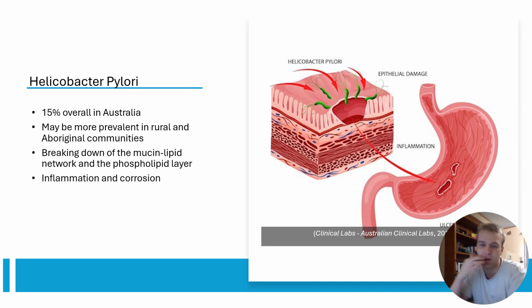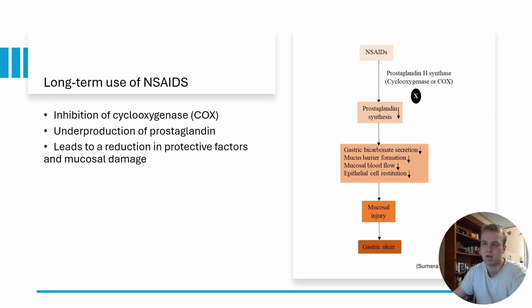Helicobacter pylori causes peptic ulcers by impairing the mucin lipid network in the mucus layer. So those phospholipids I talked about before, they disrupt those and break that shield, which then weakens the mucus layer and acid can get through. And second to that, when the bacteria infect the epithelium, it causes inflammation and corrosion, furthering the ulceration of the area. The second most common cause is long-term use of NSAIDs.